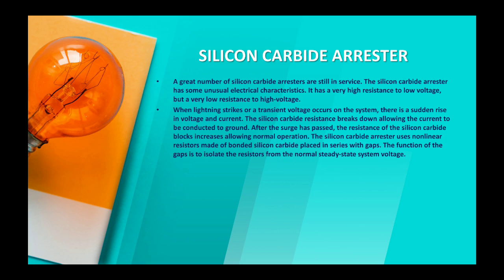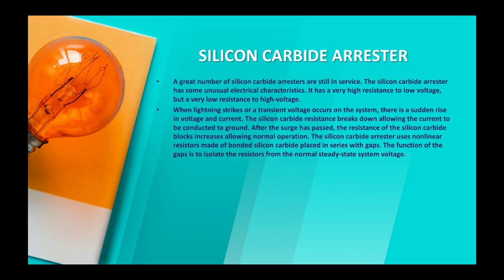So the resistance is high when the voltage is low, and when a surge voltage appears, the resistance is very low. That means high resistance in case of normal voltage and low resistance in case of surge voltage, high voltage or over voltage. So that is the characteristics of the silicon carbide arrestor, or you can say the electrical characteristics of the silicon carbide arrestor.